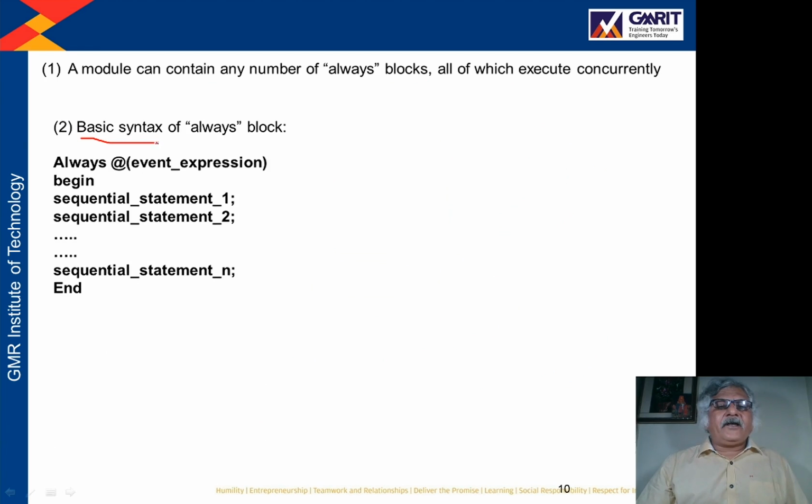Now the basic syntax of the always block: always, written in small letters, then @, then event_expression. That is the sensitivity list. The always block will be activated whenever there is an event on the expression inside the @. Then begin, sequential statement 1, sequential statement 2, like this up to sequential statement n, and end. Here this is a small end.